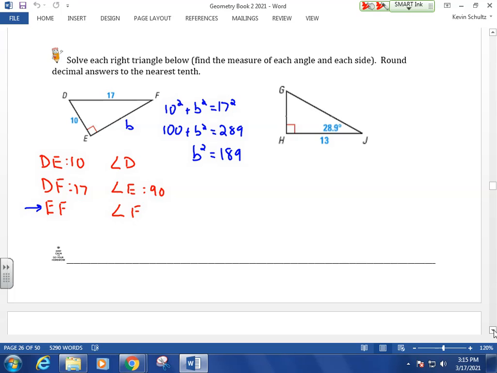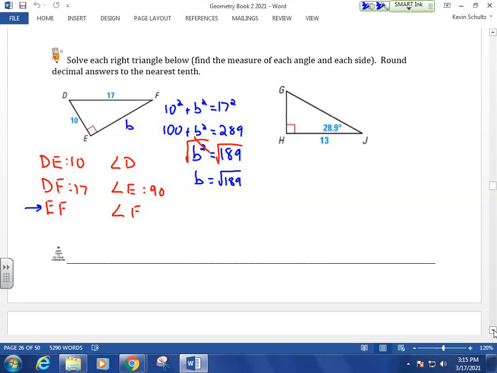I'll draw that in red so you can see it. Root both sides, cancel those operations out. B is going to be the square root of 189. And on a test, that's all we would need to see. Okay? If you want to go for extra credit, you could try and simplify it.